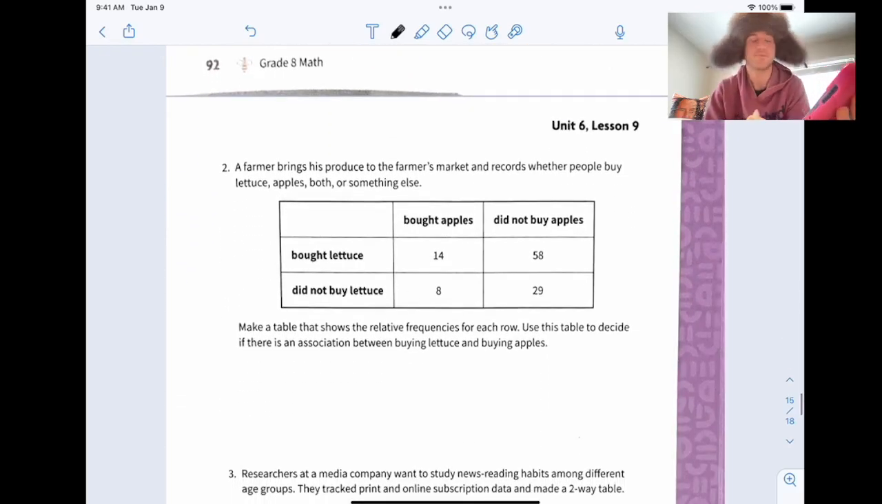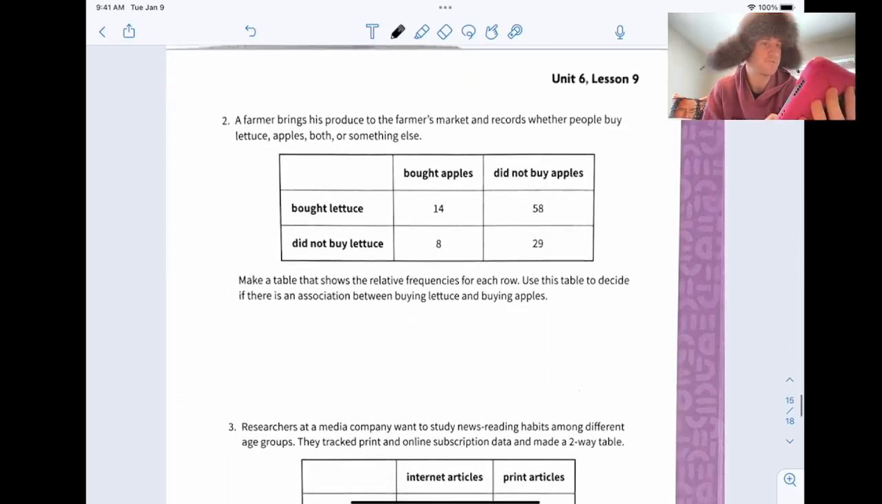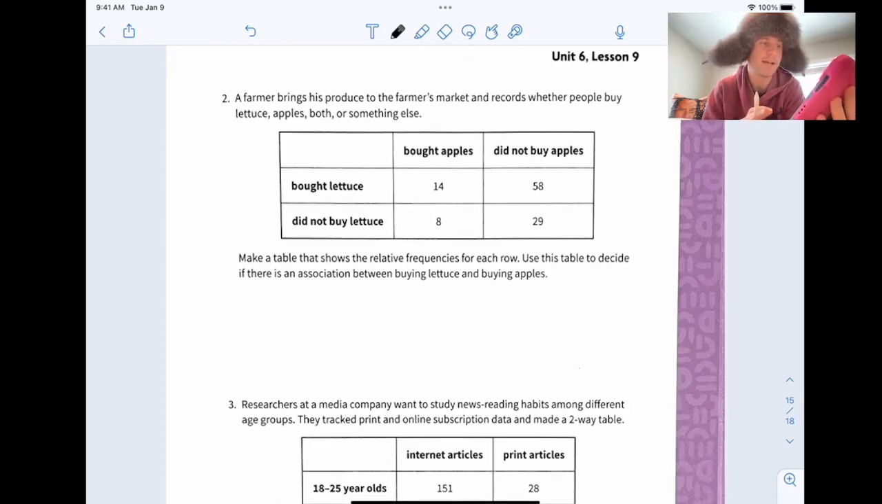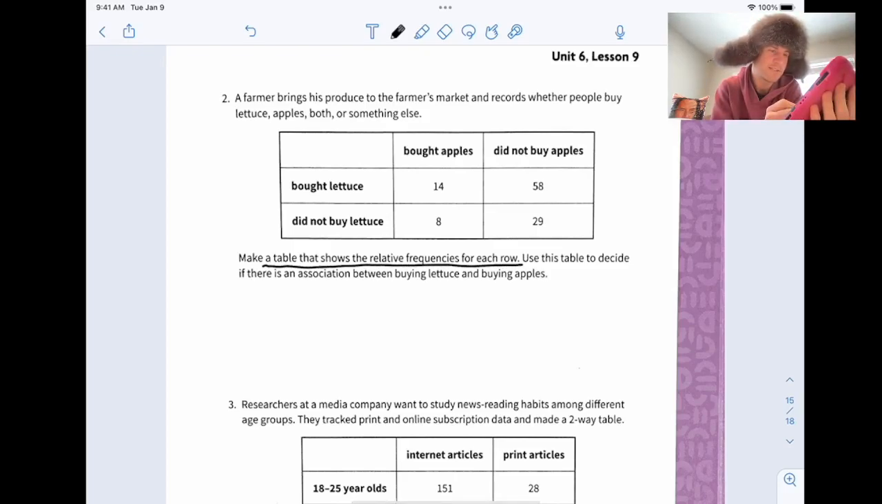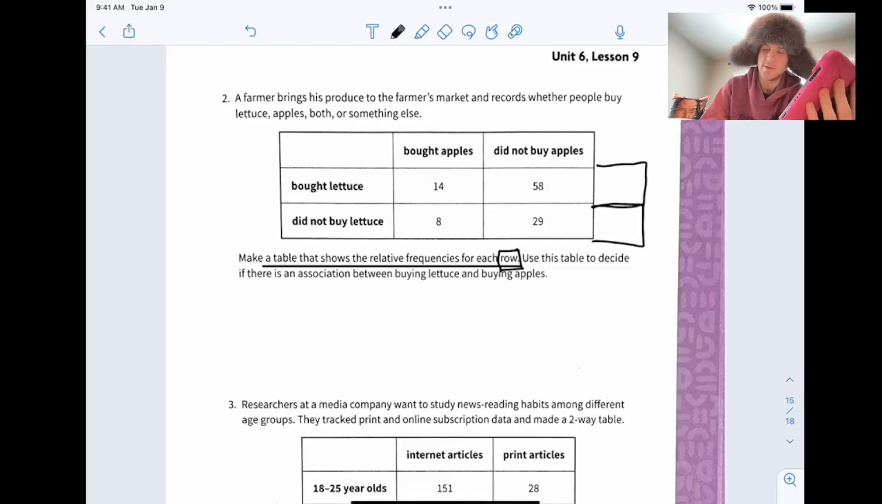Now here, a farmer brings his produce to the farmer's market and records whether people buy lettuce, apples, both, or something else. It actually tells us to make a table that shows the relative frequencies for each row. That's really important. That means we're going to use the row totals here, which in this case are whatever 14 plus 58 is.